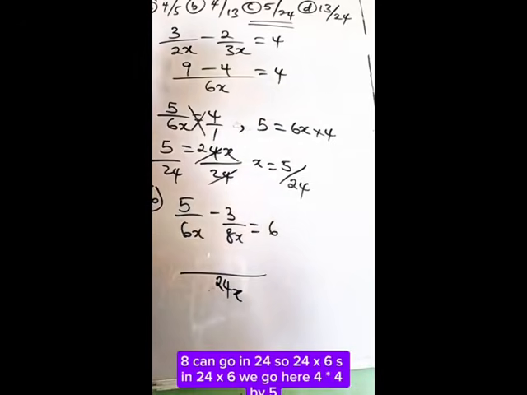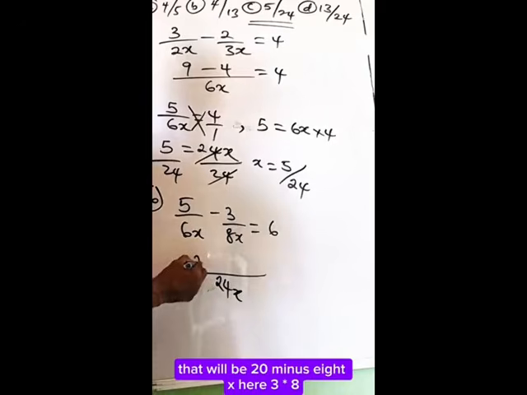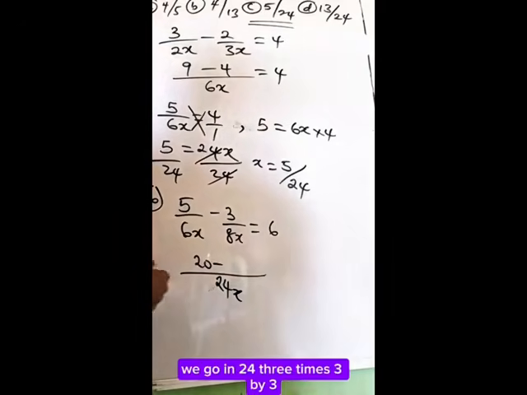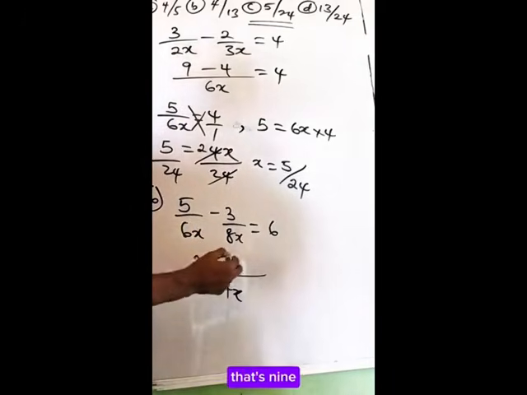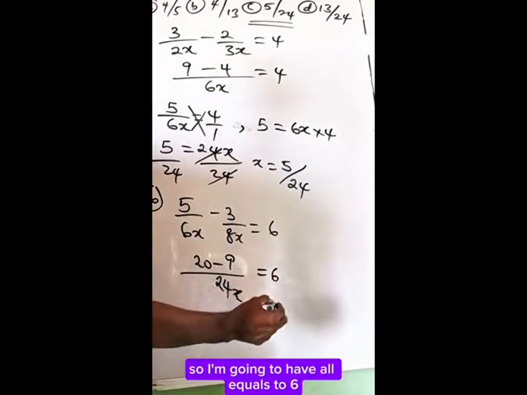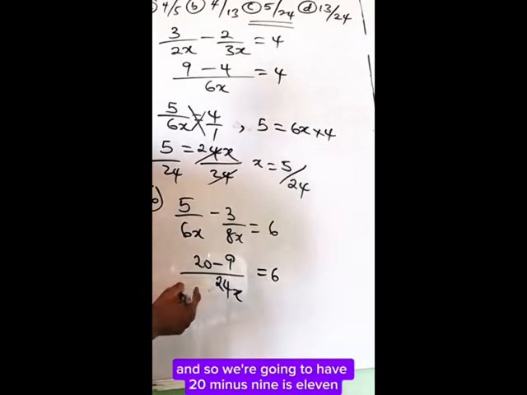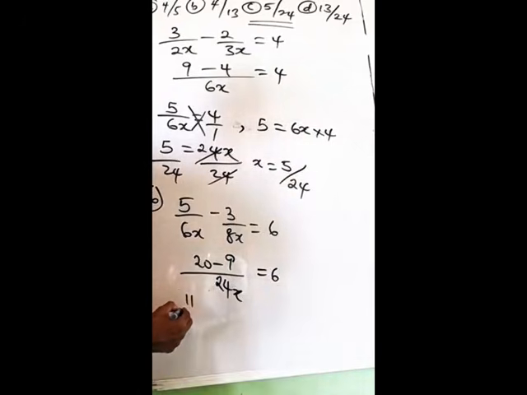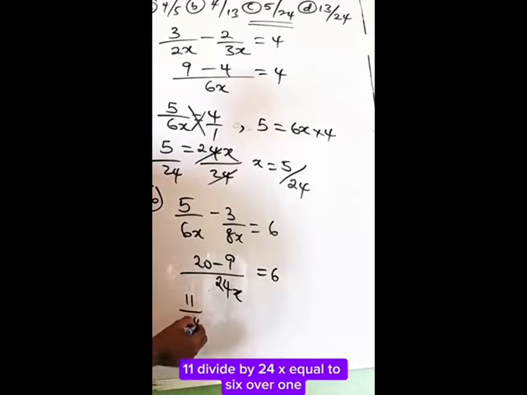6 will go here 4 times. 4 by 5, that will be 20 minus 8x here 3 times. 8 will go in 24 3 times. 3 by 3, that's 9. So I'm going to have all equals to 6. And so we're going to have 20 minus 9 is 11. 11 divided by 24x equal to 6 over 1.